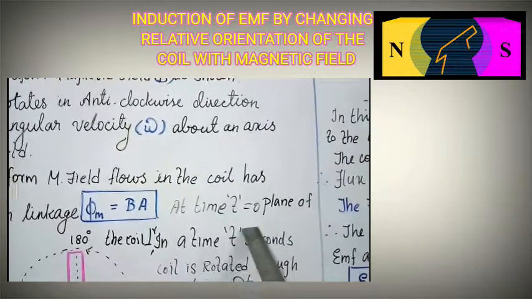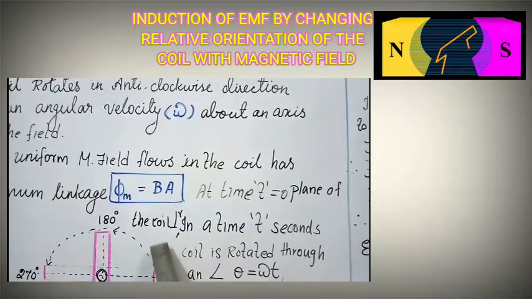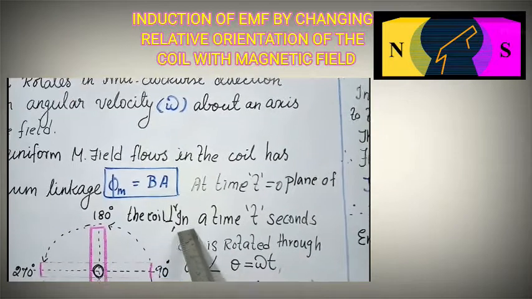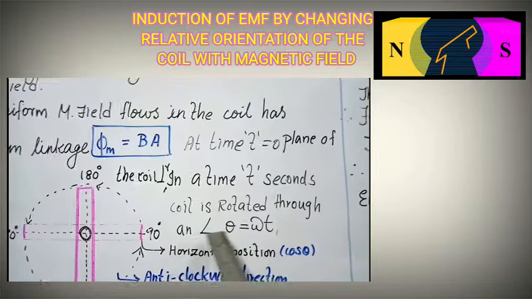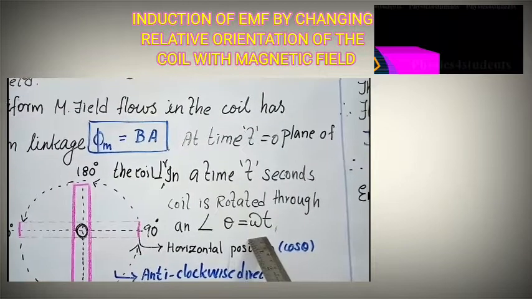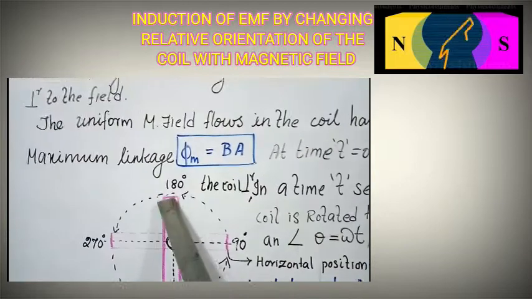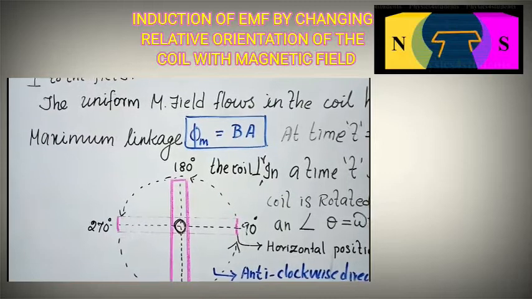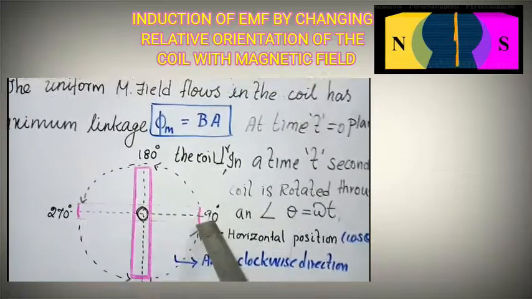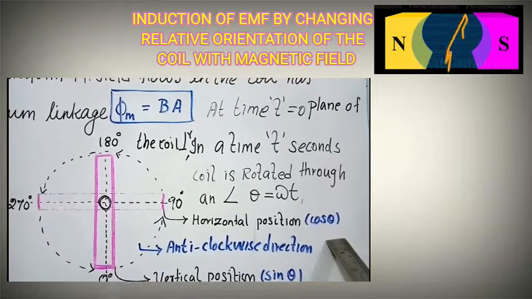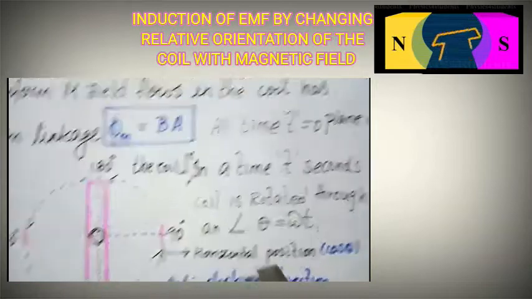At time t equal to 0, the plane of the coil is perpendicular to the field. In a time t seconds, the coil is rotated through an angle theta equal to omega t. This coil is in a vertical position. The vertical position is mentioned by sin theta, the horizontal position by cos theta. Now the time is an instant.